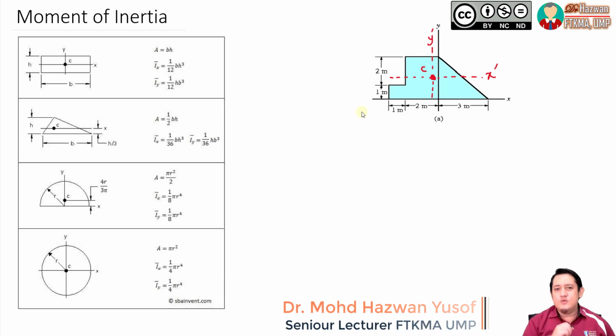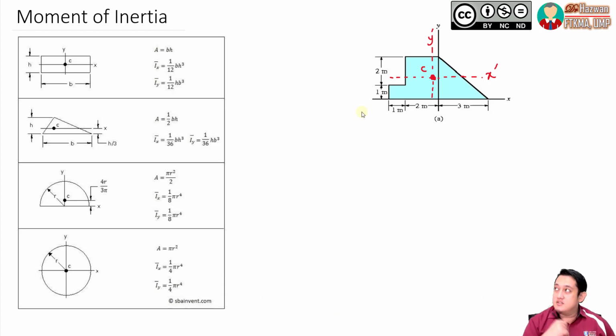Okay, today we are going to learn a new topic, which is moment of inertia. So what is moment of inertia? To make it simple, moment of inertia is about the resistance of bending. Bending. So let's take a look at this plastic ruler here.